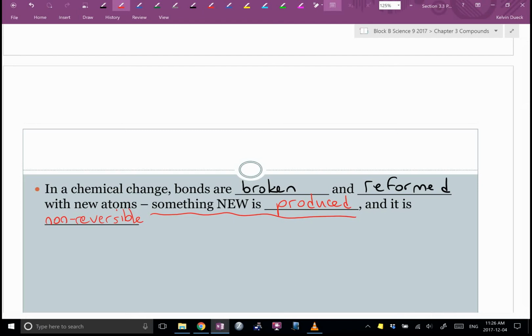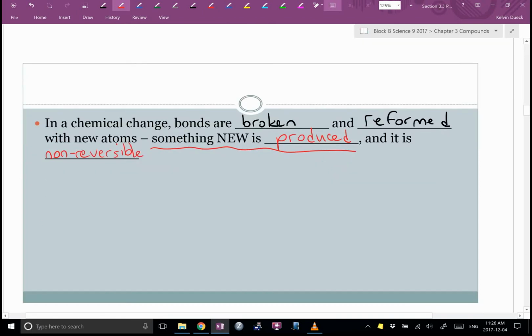So you can say, is it reversible? No, that probably means it's a chemical change, although ripping a piece of paper in half is also not reversible. That's a physical change. Was something new produced? Yes. So what we're going to teach you is some of the signs that you can look for to see if something new is produced.